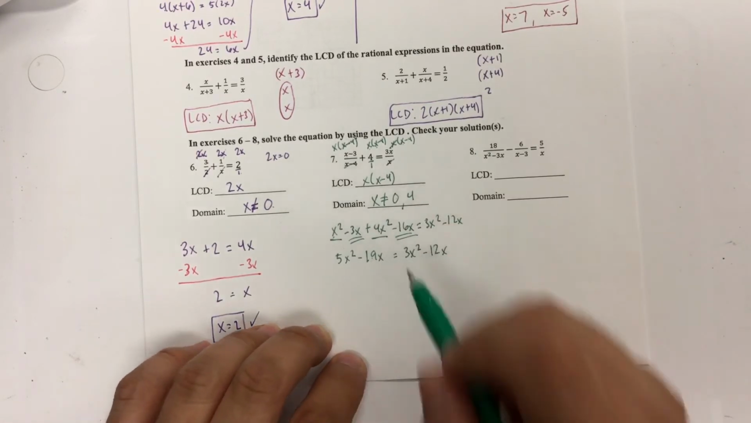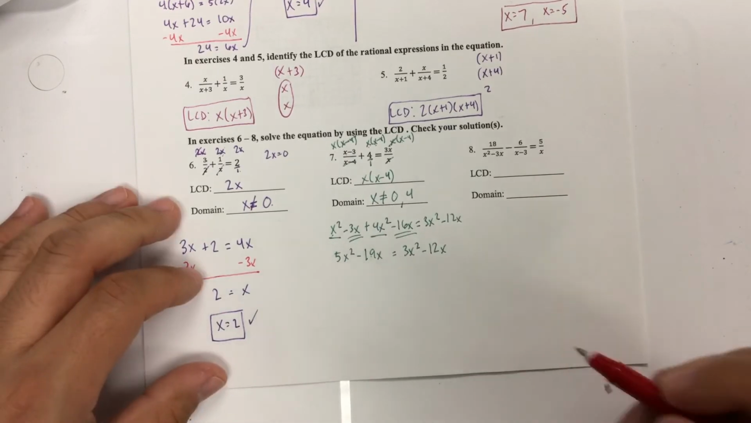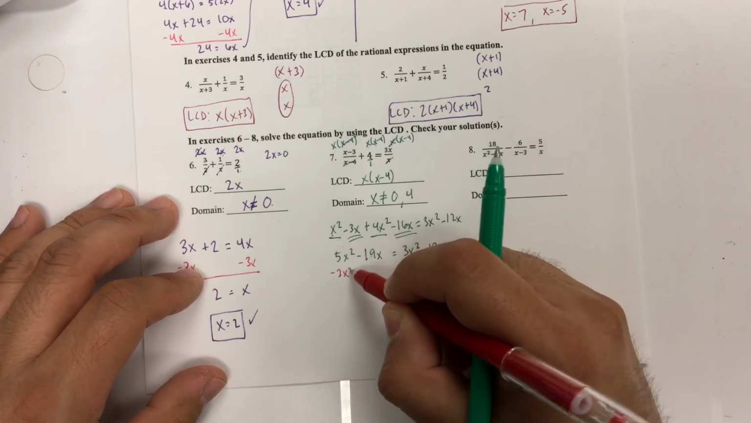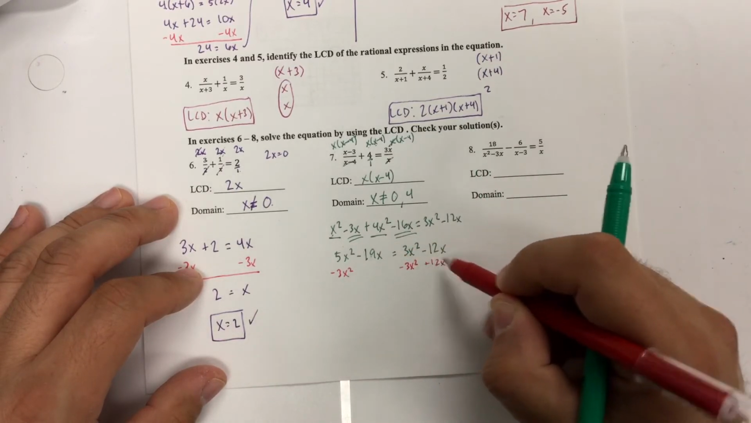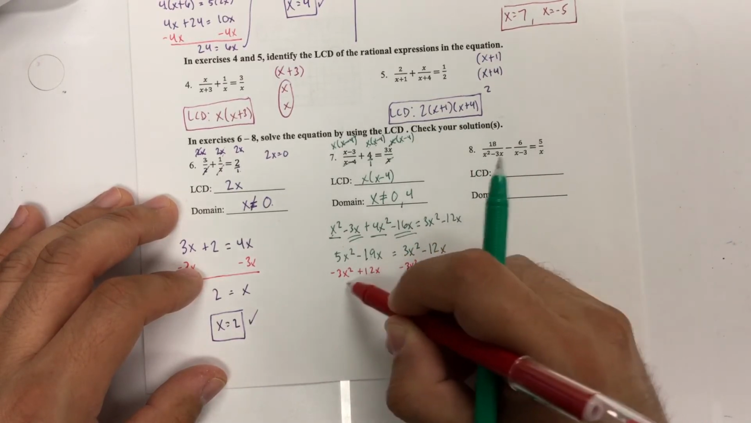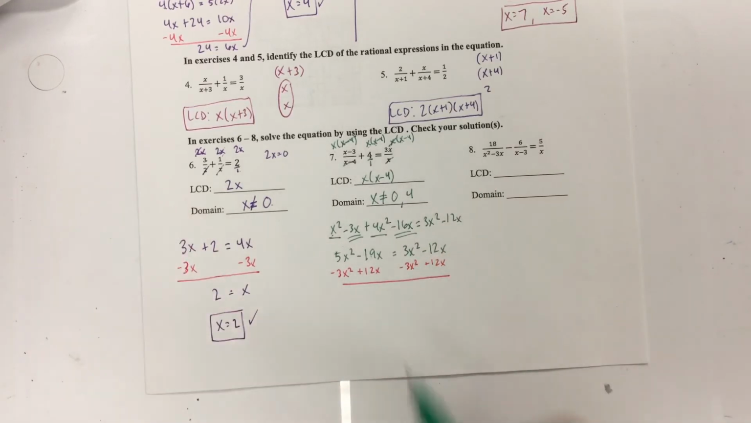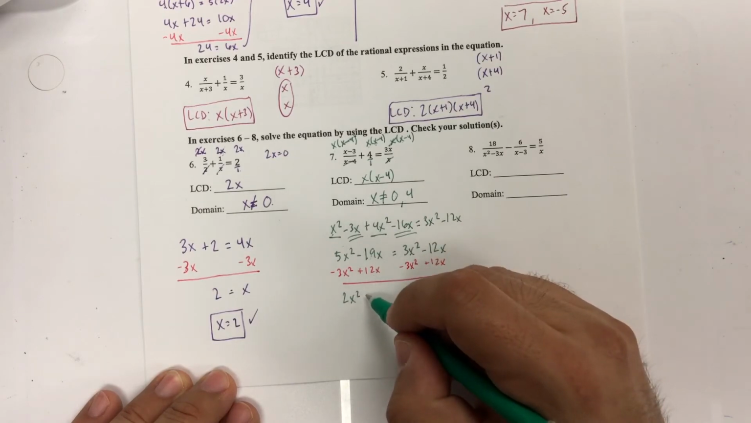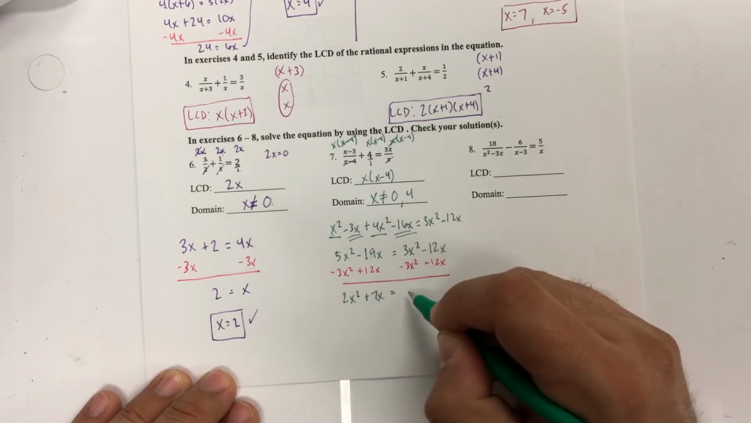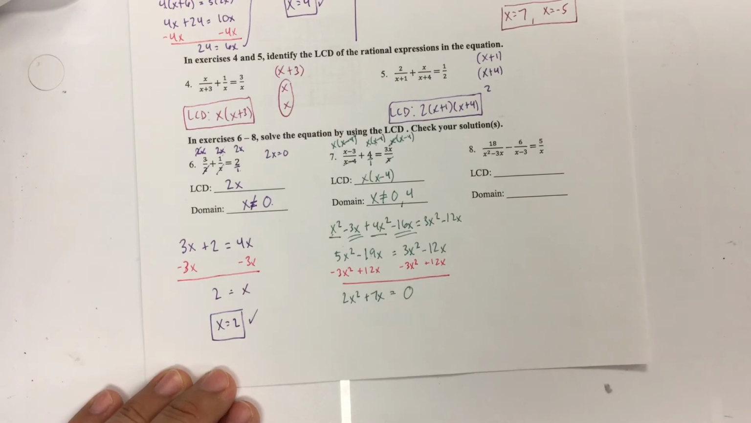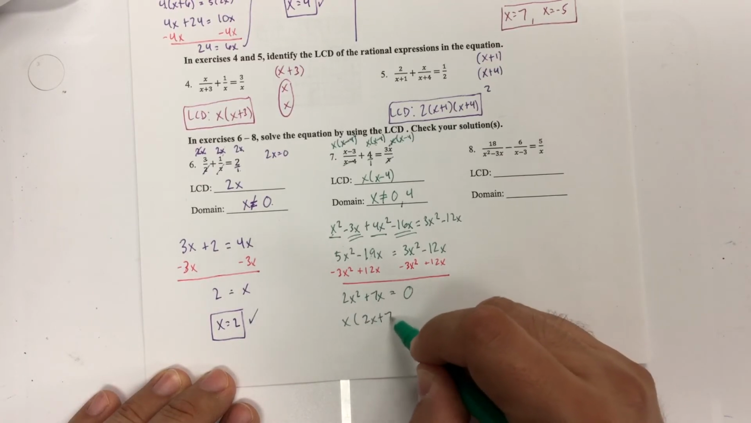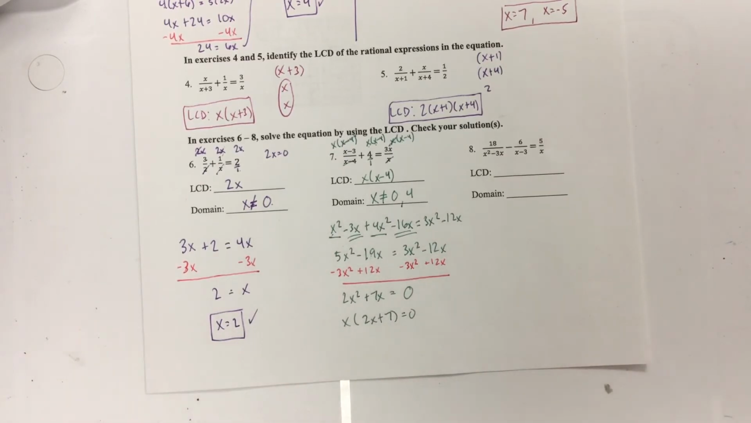Now, since I have a quadratic on both sides, I'm going to bring it to the side that makes it positive. So we're going to subtract 3x squared from 5x squared. I'm also going to add the 12x to the negative 19x. When I simplify it, 5x squared minus 3x squared is 2x squared. Negative 19x plus 12x is positive 7x, and that's set equal to 0. Here, when I factor it, the first step is to look for the GCF, and I see they both have an x in common, and that leaves me with 2x plus 7. Now it's completely factored just from that one step.